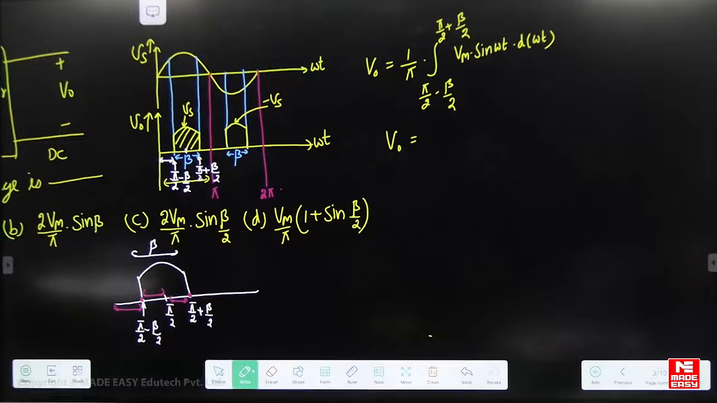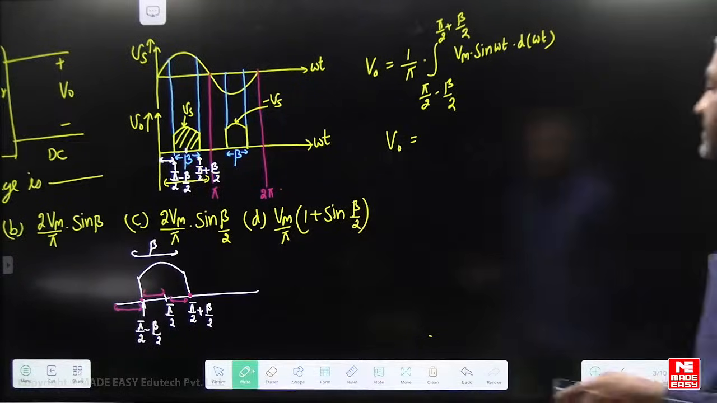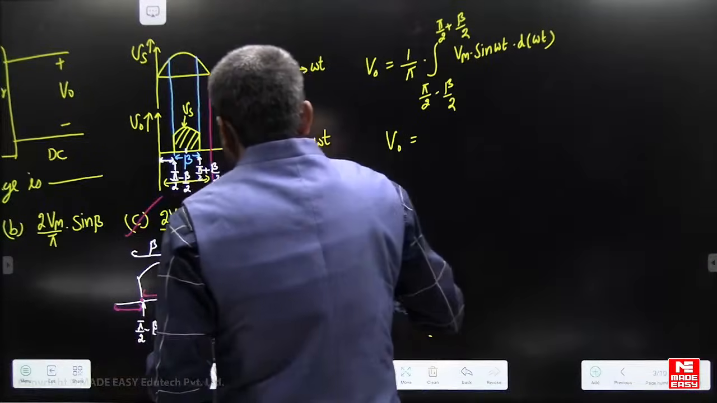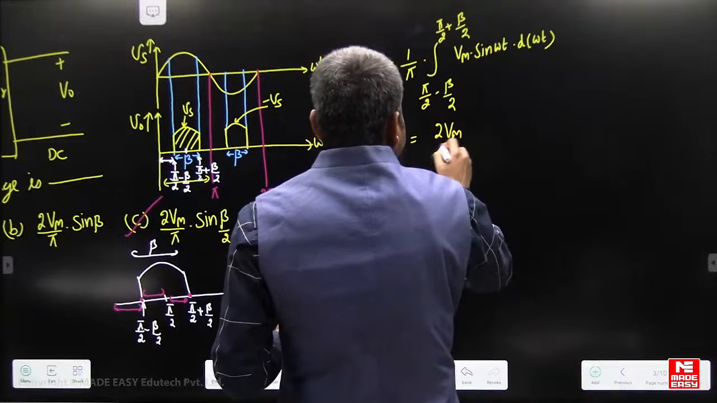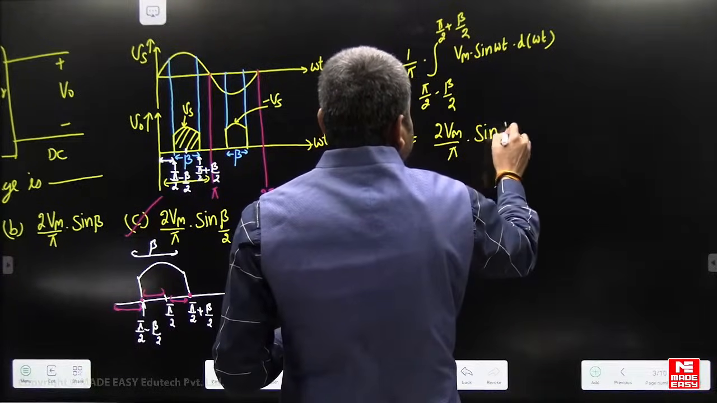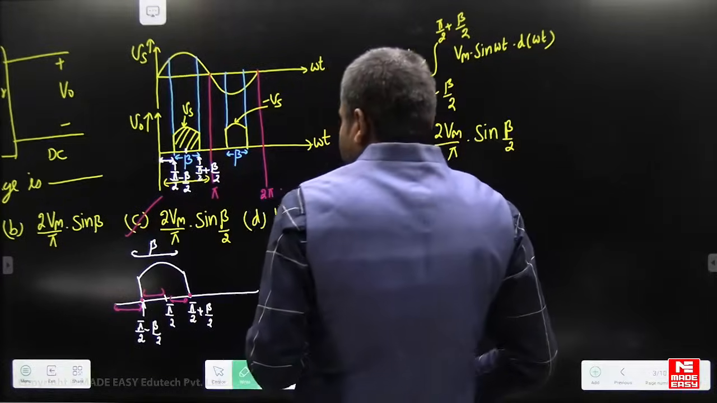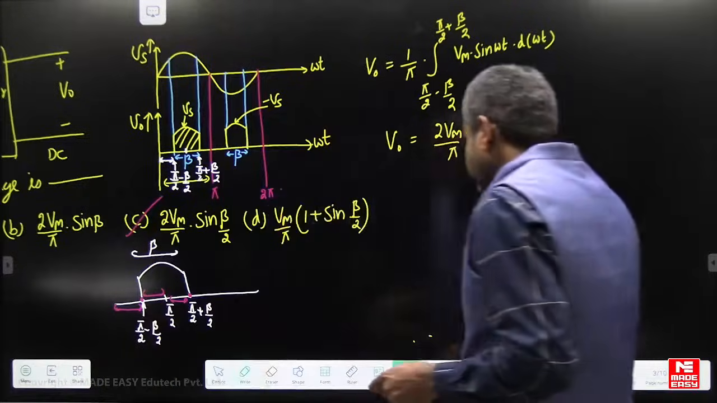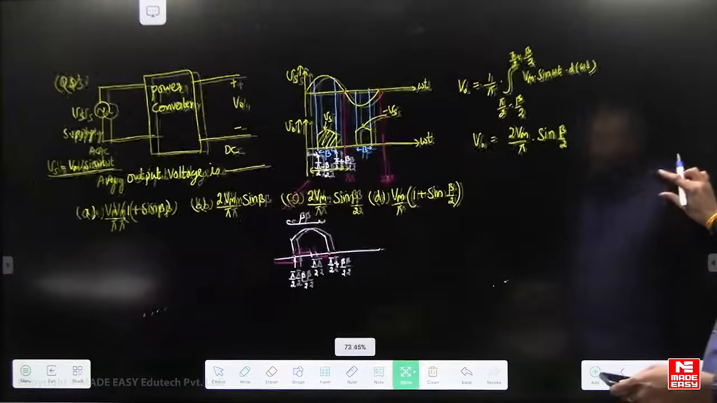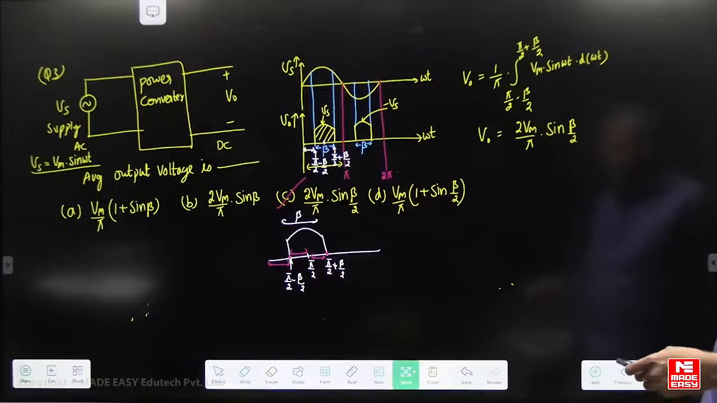Yes, students, what is the answer? Most of the students have given the right answer. So the answer is option C. Just simplify this, you will get 2 Vm by pi sine beta by 2. So option C is the right answer, students, for this question.